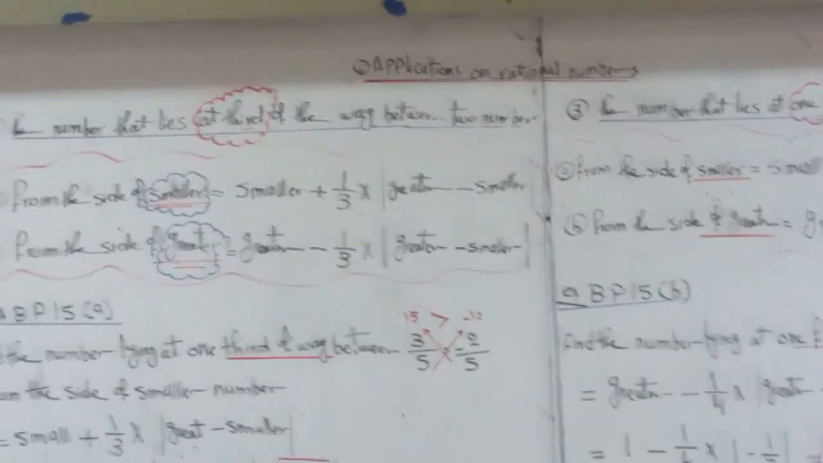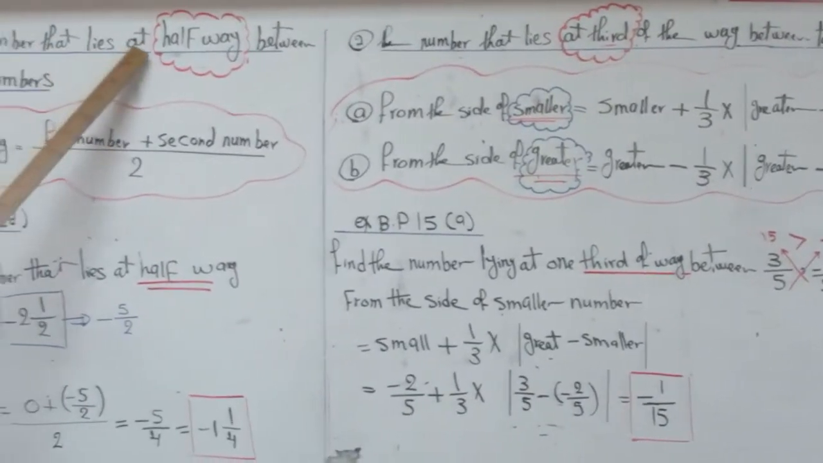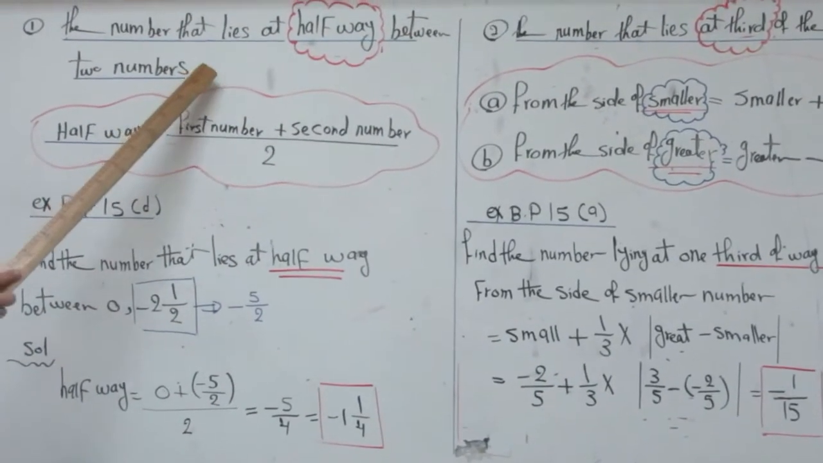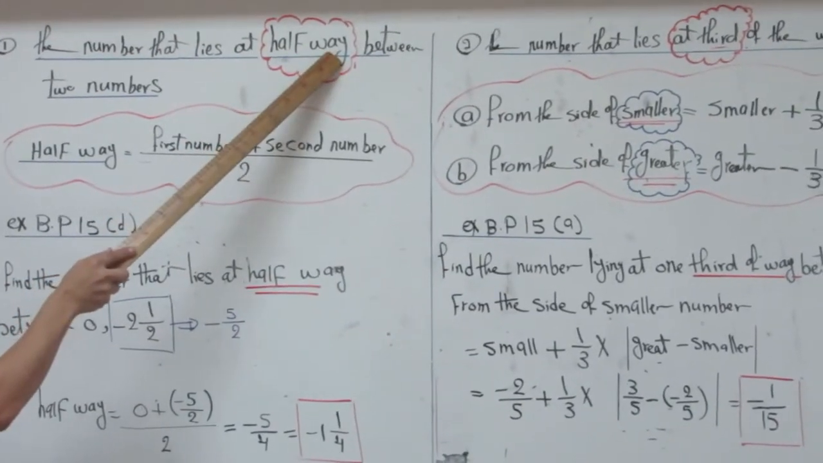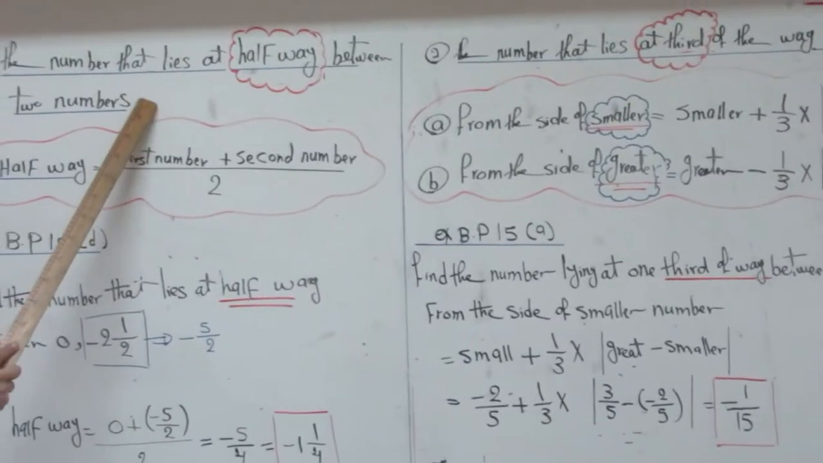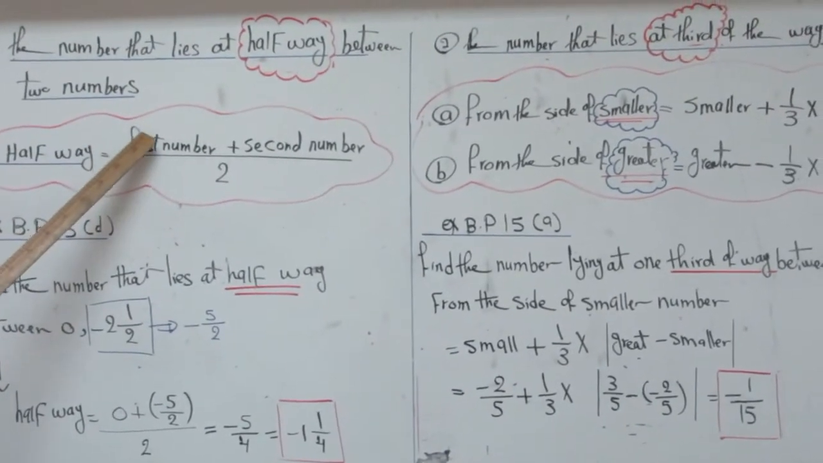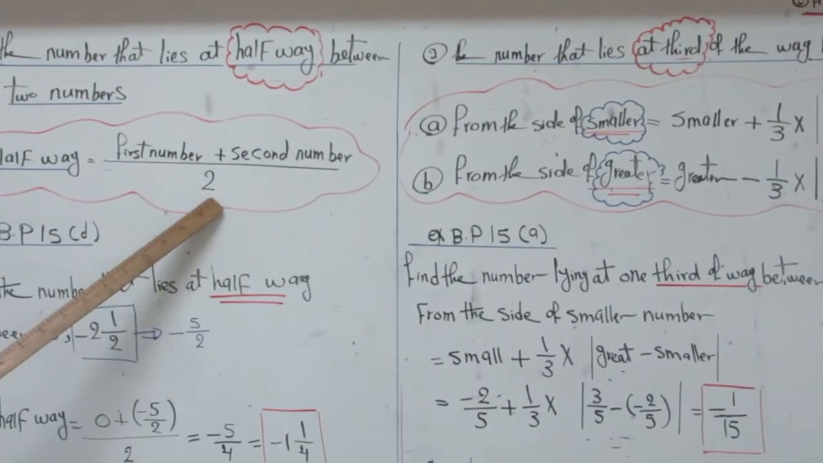First of all, if I ask you to give me a number that lies at the halfway, at the middle distance, between two rational numbers, what will I do? The halfway means the first number plus the second number, all of them divided by 2.